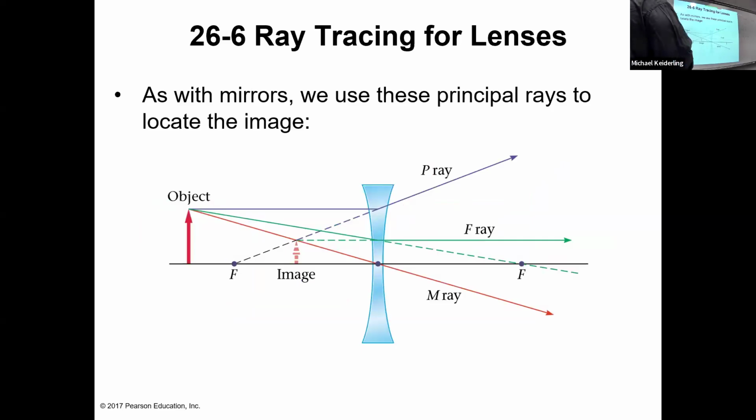As with mirrors, we can use these principal rays to locate the image. So here we have a diverging lens. The image is smaller than the object, closer to the lens, virtual, and right side up.